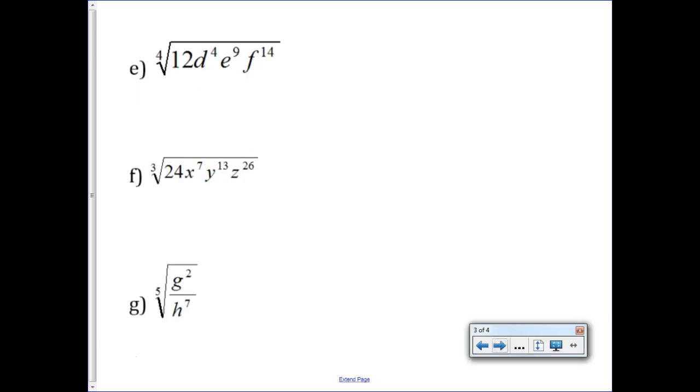All right, let's try some more of these. So I have the 4th root of 12, d to the 4th, e to the 9th, f to the 14th. So anytime I might have things left over, I'm going to set up numbers in front of the radical and then inside. So can I take anything out of the 12 with the 4th root? And I can't. There's not anything to the 4th power. D to the 4th, all 4 of those would go to make 1 outside.